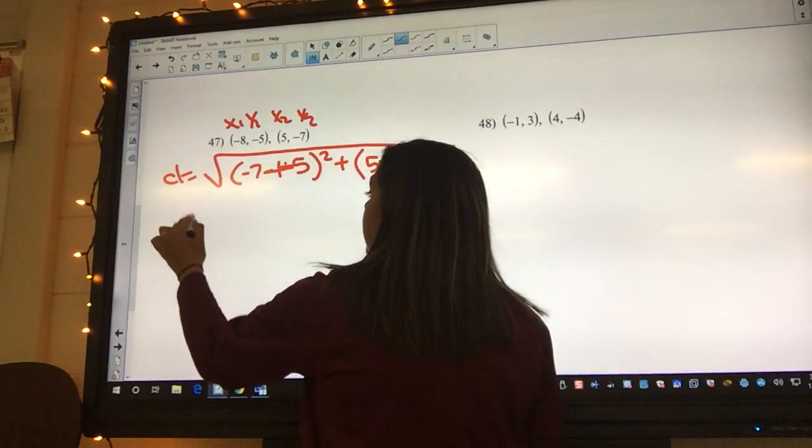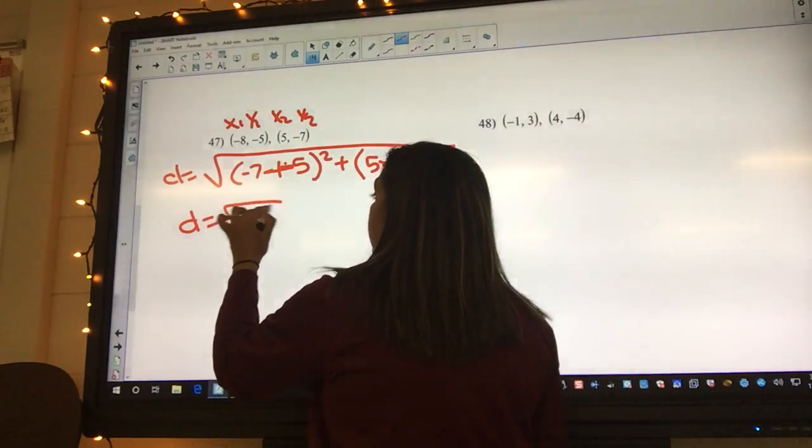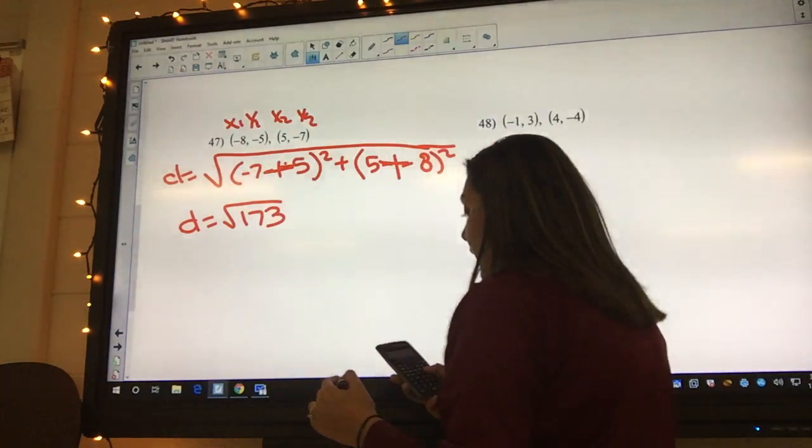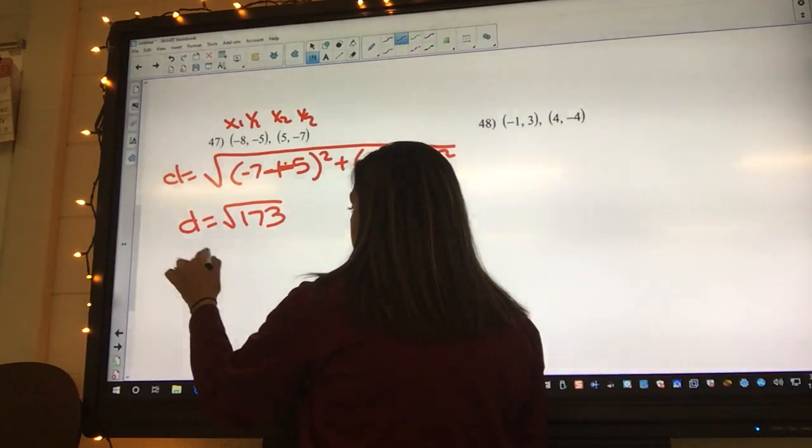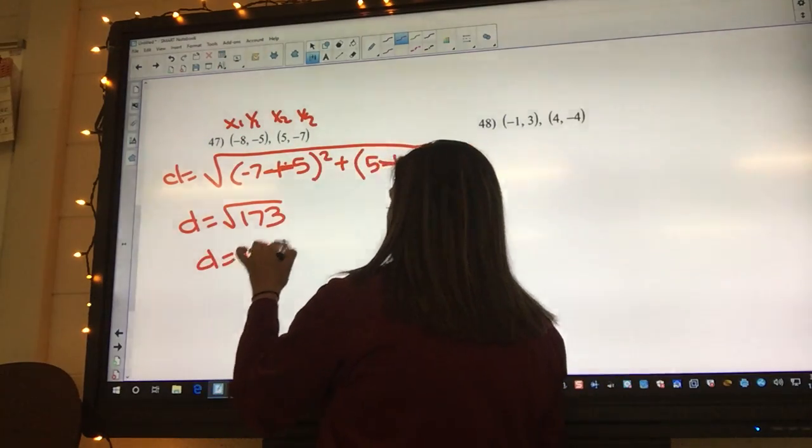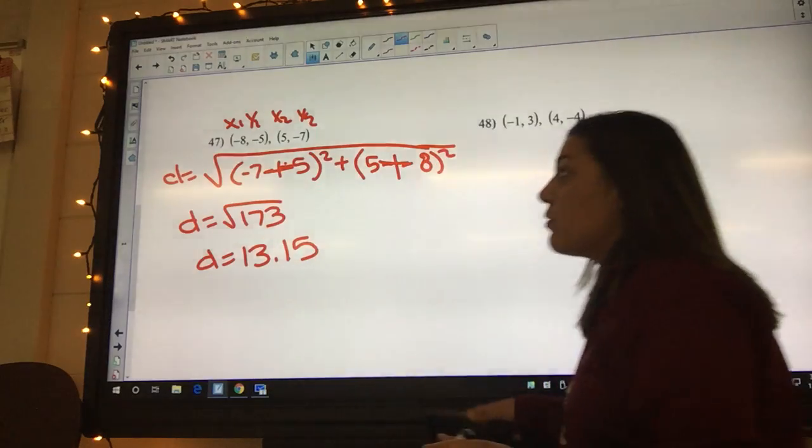So it gave me on my calculator square root of 173. And now I can hit that SD button, and it's going to give me 13.15. And I want it to look like money, so I'm going to leave it like that.